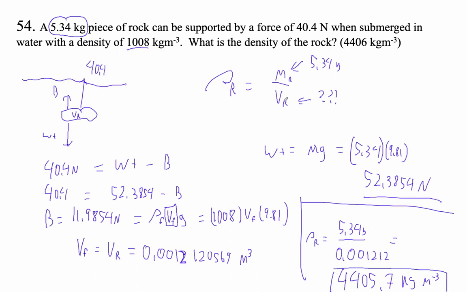Okay, so again, what we did, basically, it's just mass over volume. The mass was given to you. You just had to figure out the volume. So you had to figure out the volume from the difference between the weight and the buoyant force. That's the buoyant force. And then use the formula for buoyant force to find the volume. Right? All right.